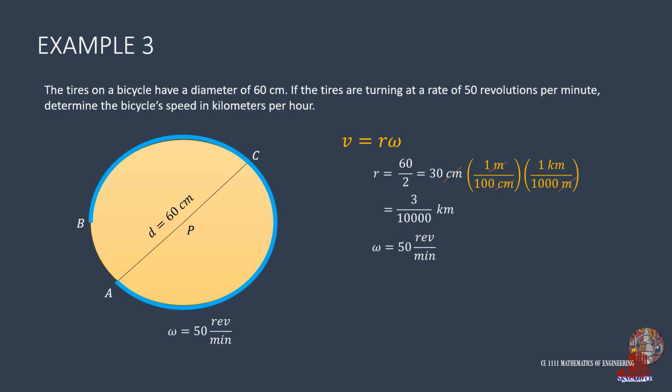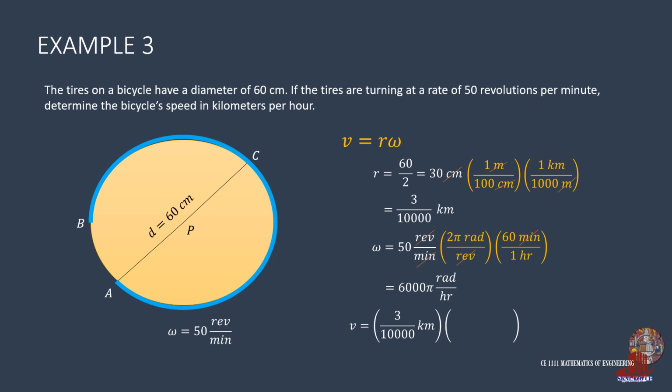Omega is also given as 50 revolutions per minute, but we need to convert this entity by first multiplying 2 pi radians is to 1 revolution, so we can cancel out revolutions. And then we again multiply 60 minutes is to 1 hour to convert minutes into hours. So omega is then 6,000 pi radians per hour.